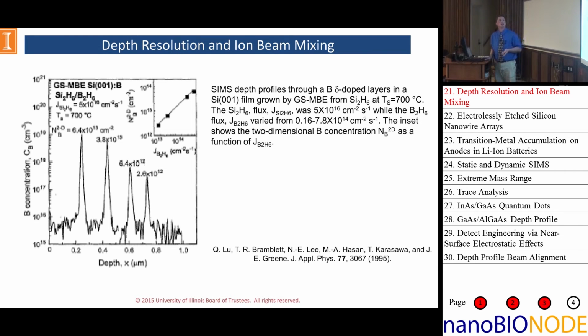This is some boron delta doped layers. I apologize for the quality of the work, but you can see that we can dope with very sharp spikes, and we can see those sharp spikes in the SIMS. So you're talking orders of magnitude, so 50% would be right there. And so that's very, very nice.